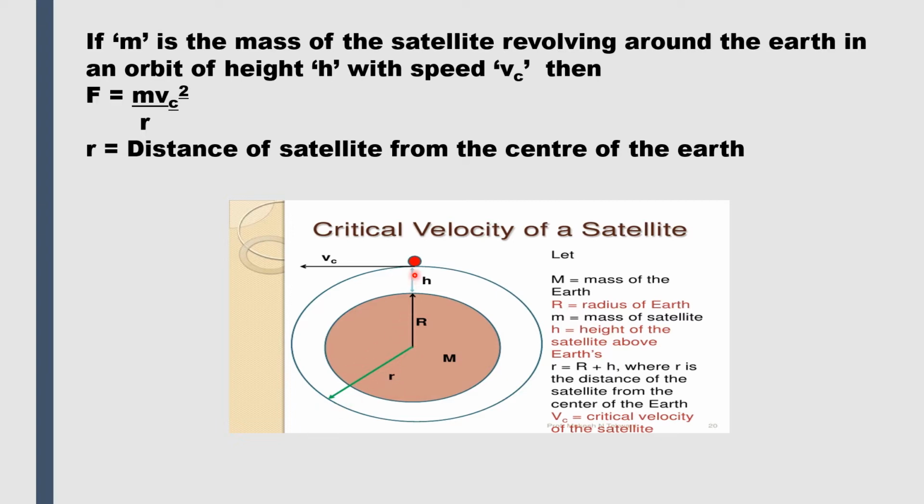So we consider a satellite of mass small m which is revolving around the earth in an orbit at a height h above the earth's surface. This satellite has critical velocity equal to Vc. So the centripetal force F is equal to m Vc square upon r, where r is the distance of the satellite from the center of the earth. So r is equal to capital R plus h.